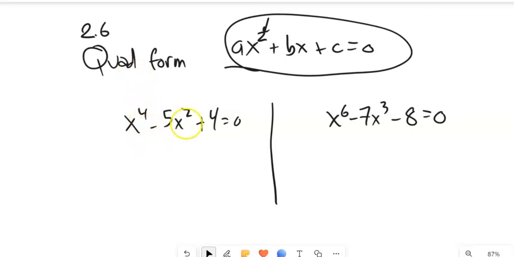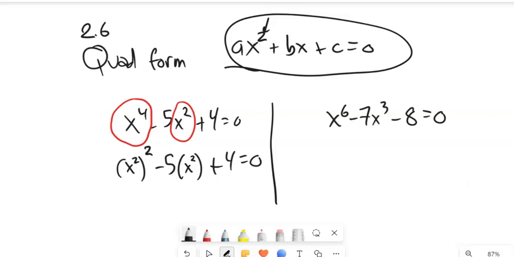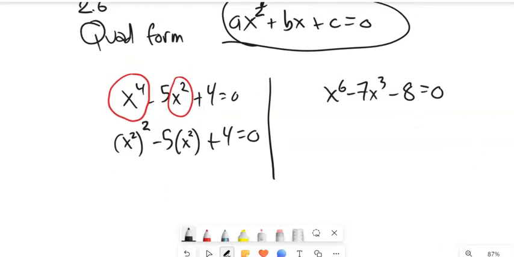But I can see that it's in a quadratic form, because what I have is this middle term is an x squared, and this is basically that x squared squared. So I could think of this as x squared squared, that's x to the fourth, minus 5x squared plus 4 equals 0. Now, it's not a quadratic, but it's in a quadratic form in the sense that this middle thing is an x squared, and this is that thing squared.